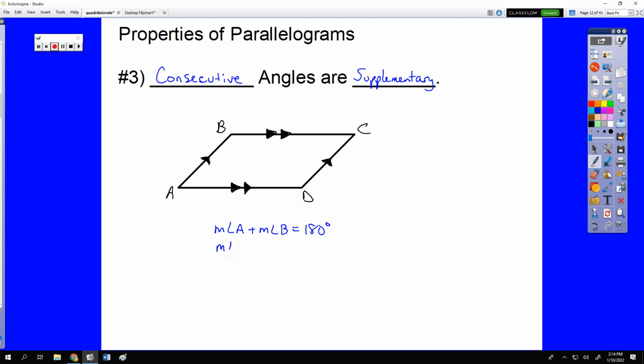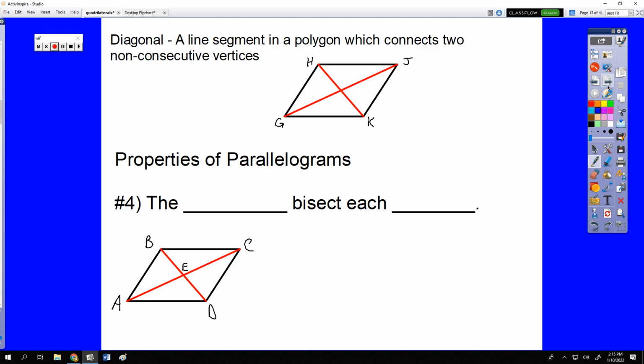So we've got four total statements that we need to write out here because it could be any two consecutive angles. So B and C add up to 180. The measure of angle C plus the measure of angle D is 180 degrees, and the measure of angle A plus the measure of angle D has to be 180 degrees. Okay, any two consecutive angles must be supplementary.